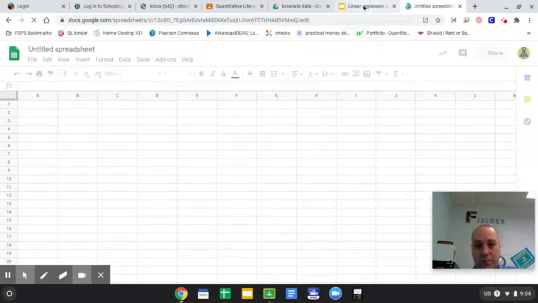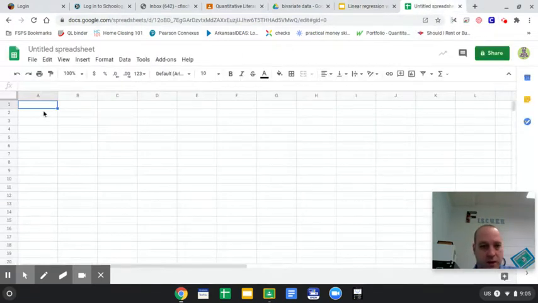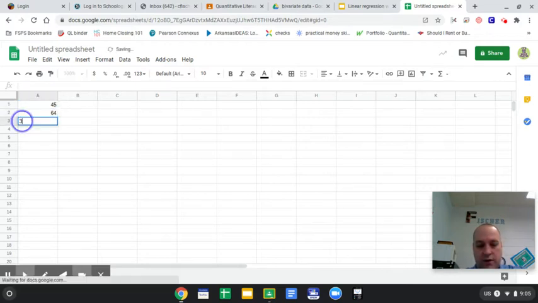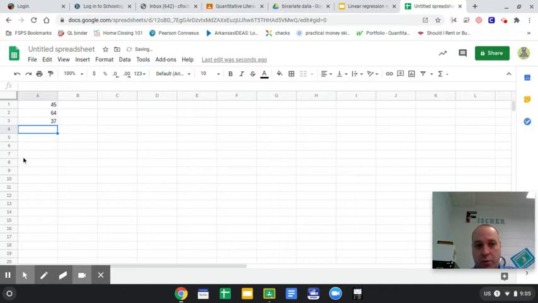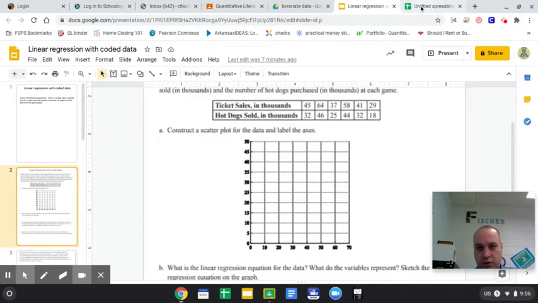All right, so I'm going to type in the data. This row here would be the X. This row here would be the Y. And I'll pause that while I type in the data, but you just put in the data. So 45, 64, 37, and so on. And I'll pause it while I type the rest of it in. All right, so now I've typed in the data, just like it looks here. Just typed in these numbers in here.